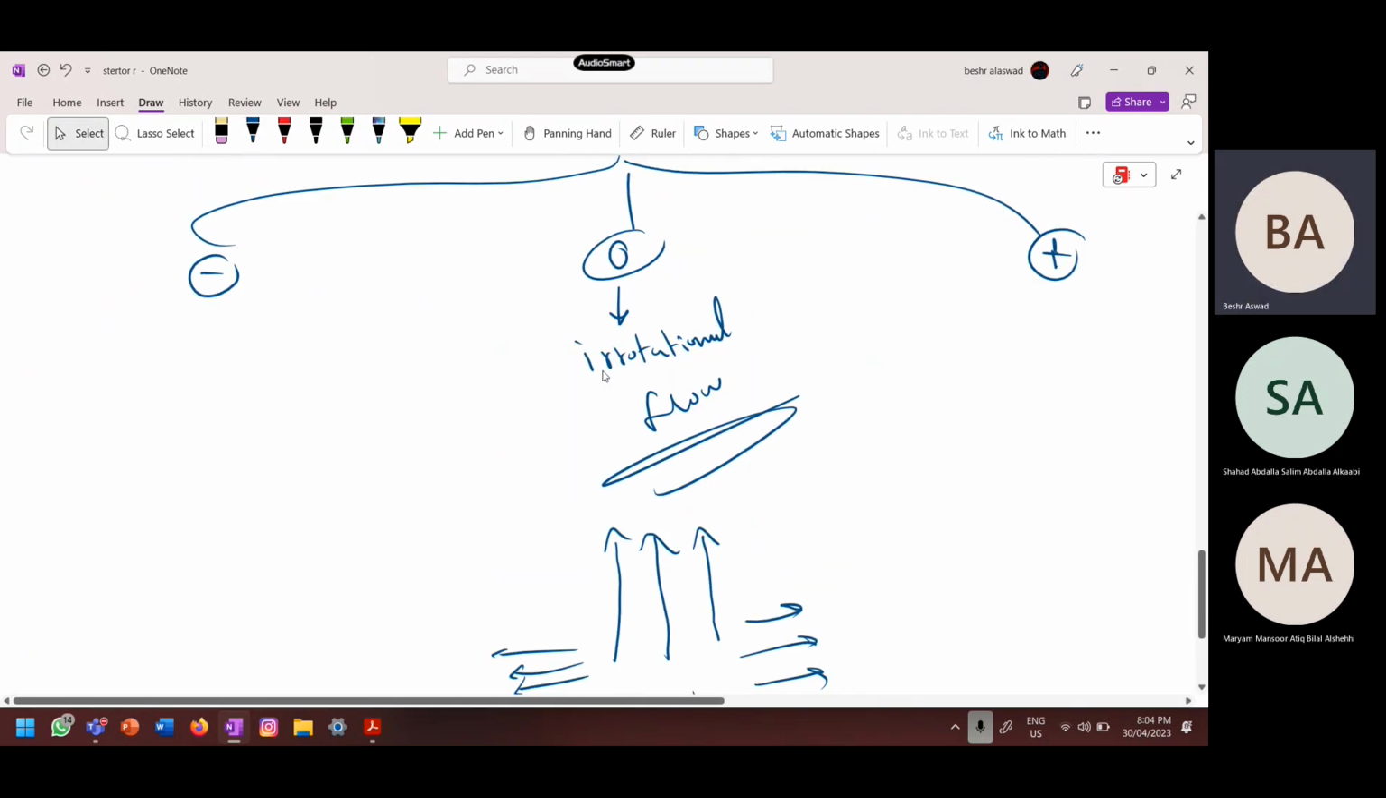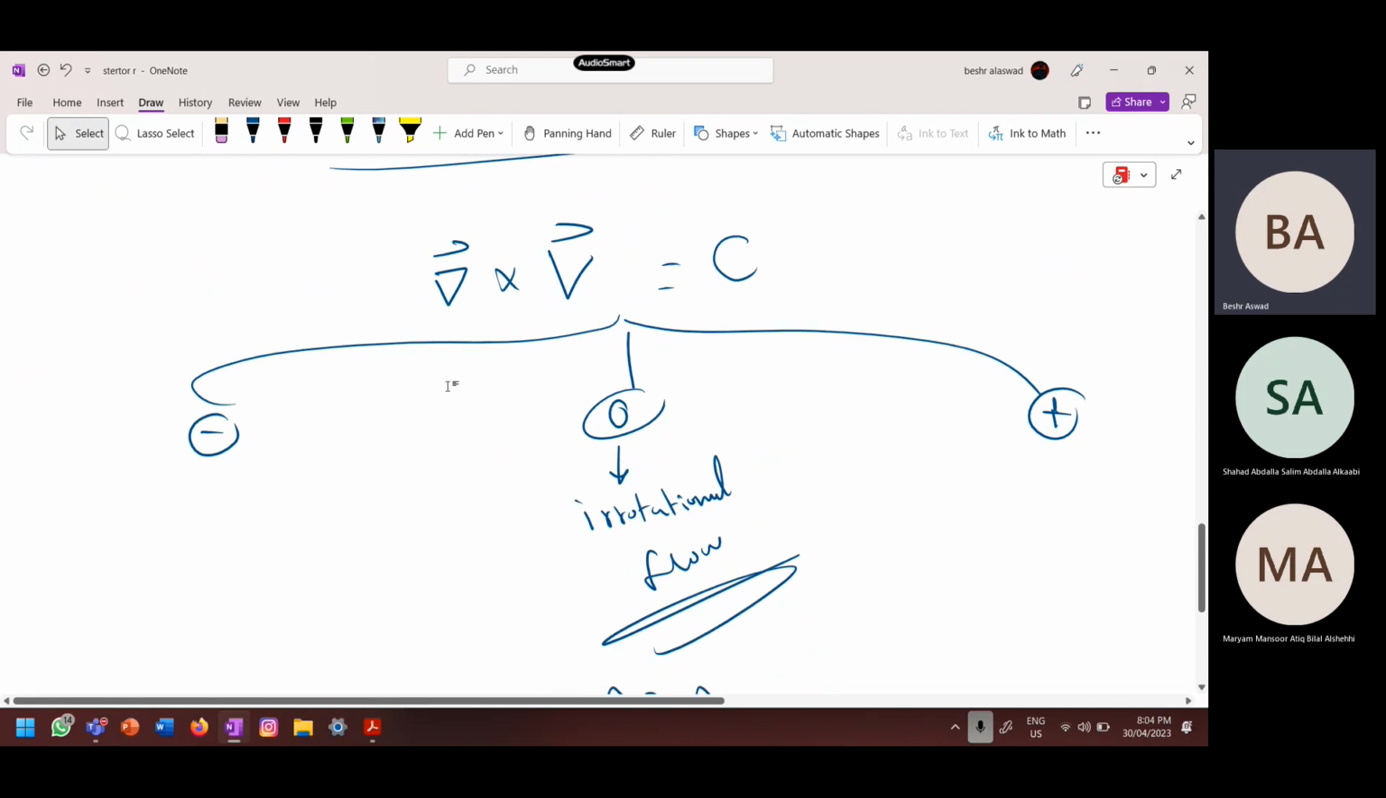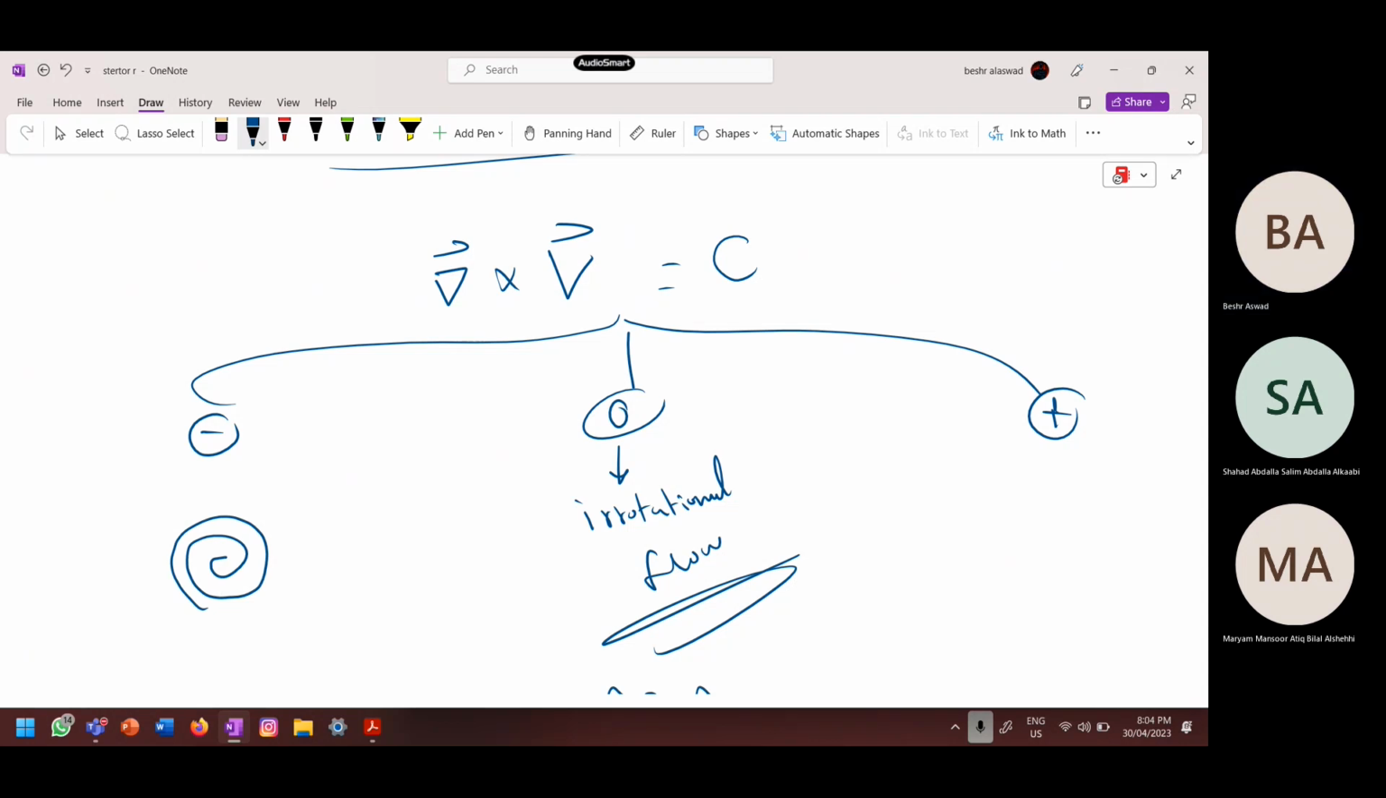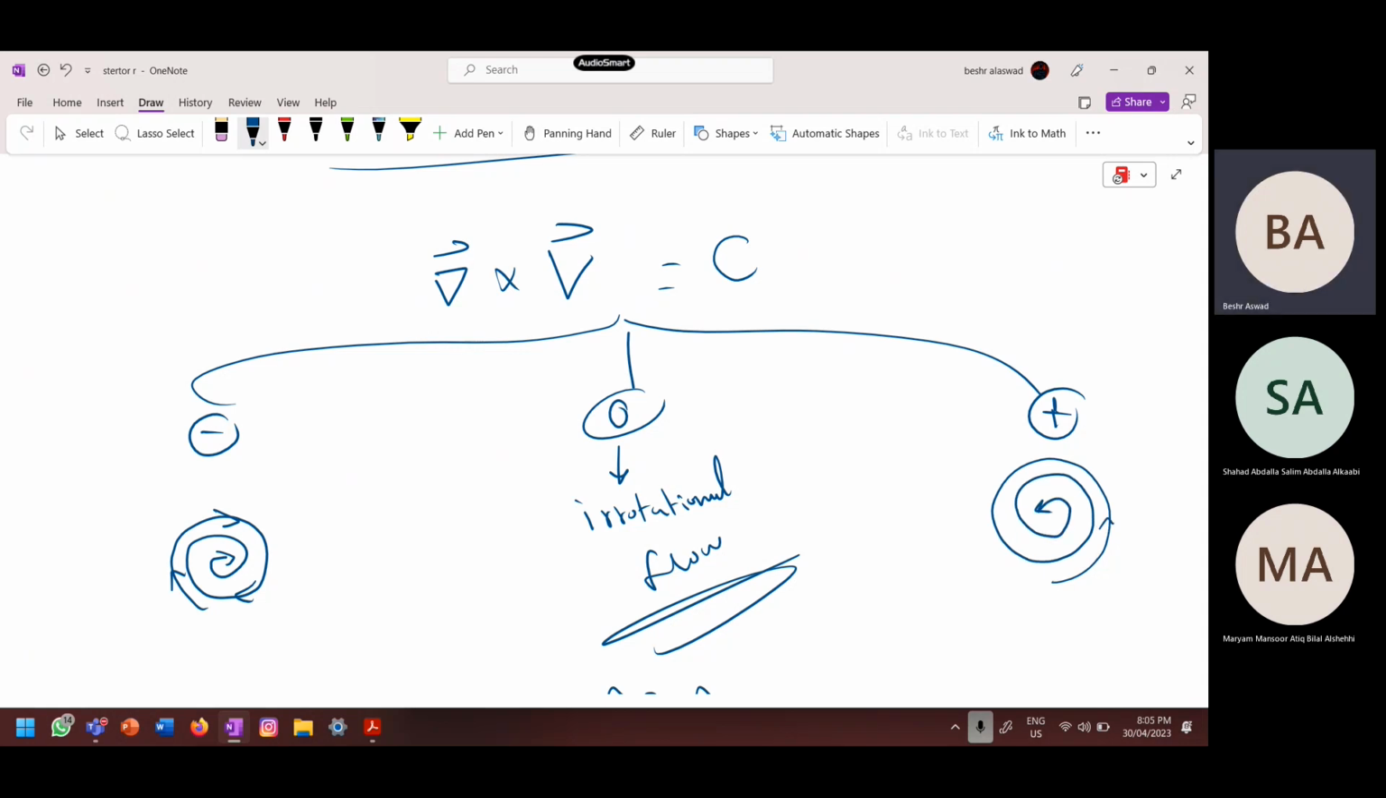Whenever you have the curl in a negative value, this means that this flow is making a vortex, and this one is going in a clockwise direction. Now, if you have a positive curl, this means that you're going to make a vortex with a counterclockwise direction.